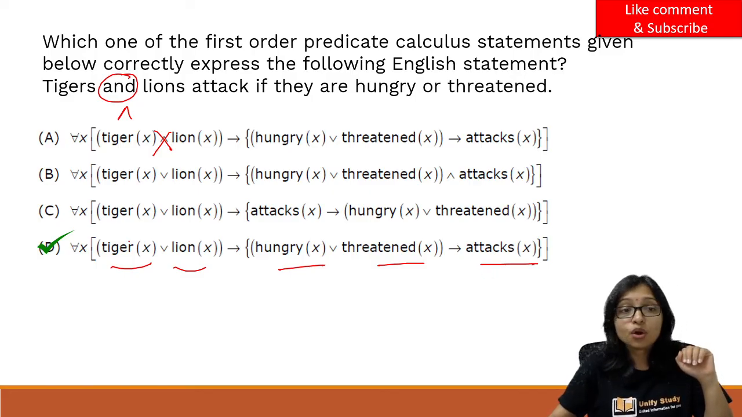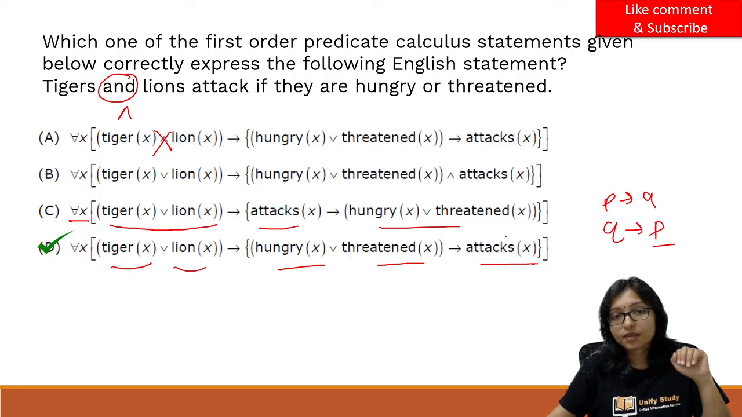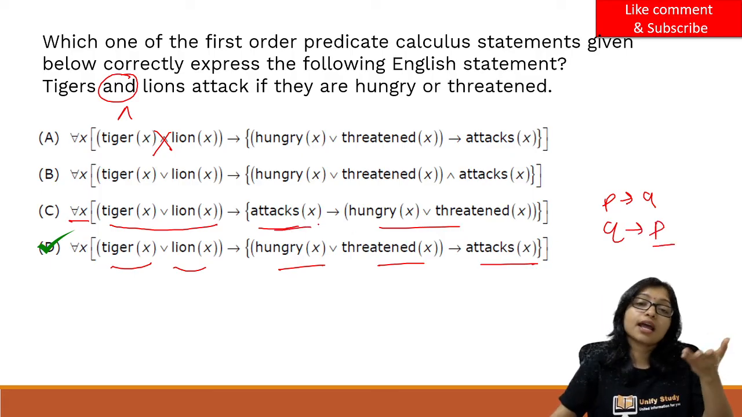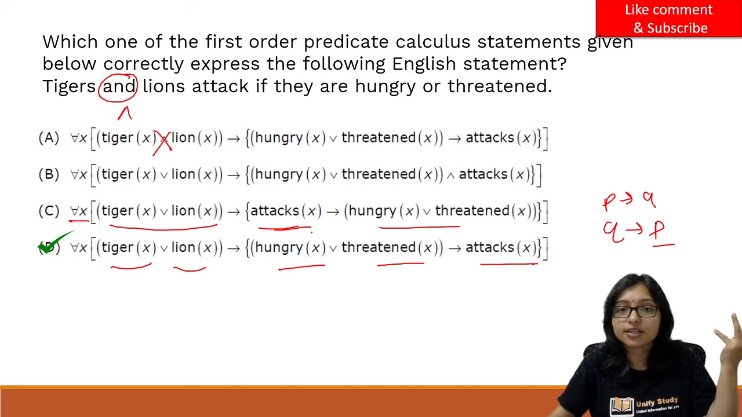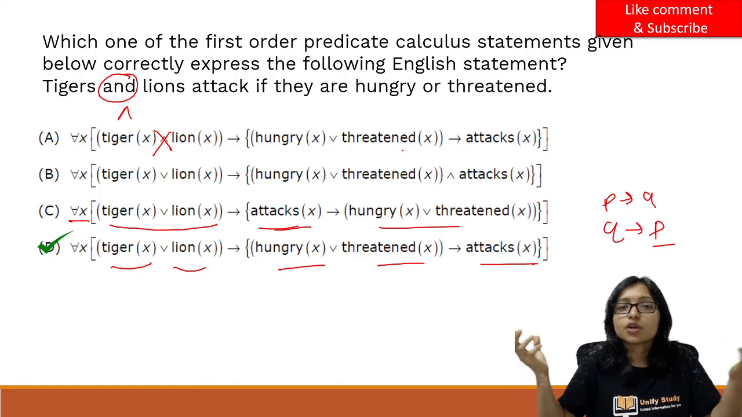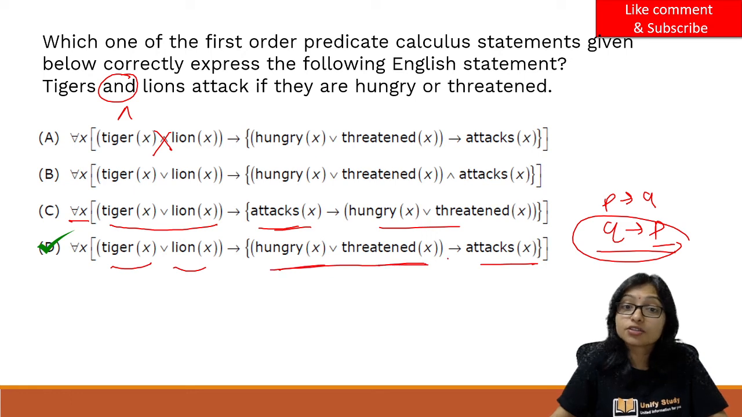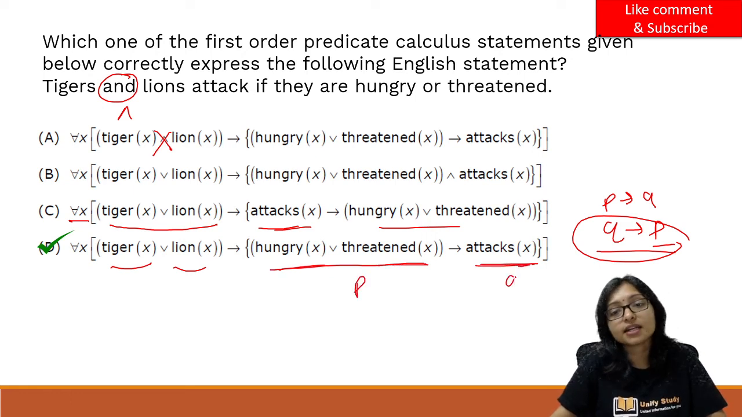Right? Why is this not so? Because for all there exists, attack, then it is opposite. P implies Q does not mean Q implies P. Because they attack, it does not mean they are hungry or threatened. Maybe it is for any other reason. Maybe they are attacking the child, or any other reason can also be there. So we cannot say P implies Q means Q implies P. That is, hungry or threatened, then attack only. It is your P part, it is your Q part. This one is, that's why, not true. And these two are definitely not true.